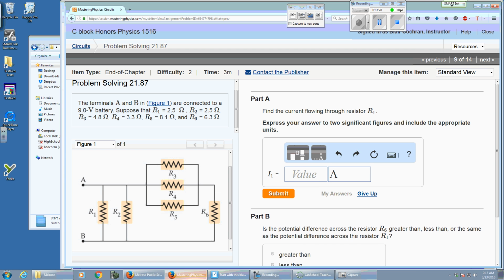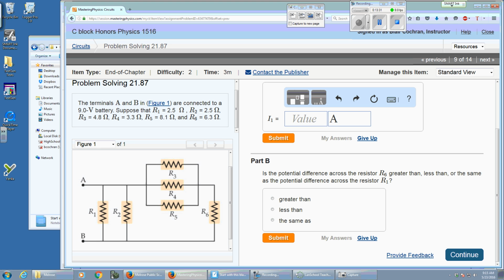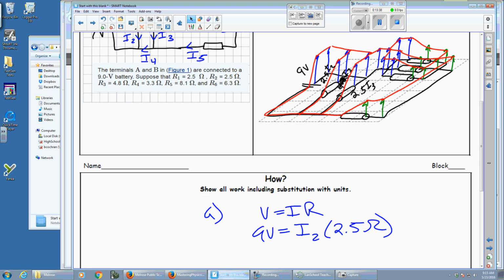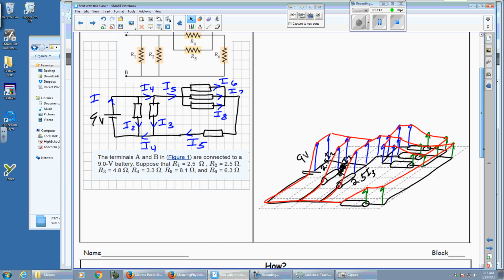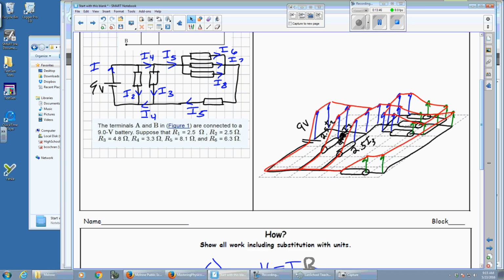Question B. Is the potential difference across R6 greater than, less than, or the same as the potential difference across R1? So R6 is this one over here, and I'm going to have to say it's less, because some has already been lost going across the parallel section. Look at that, done. As soon as I finished my plot, I was able to answer all those without really any other work. Cool.